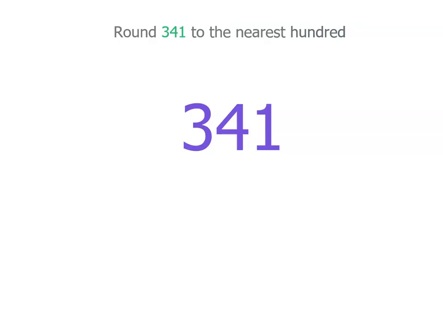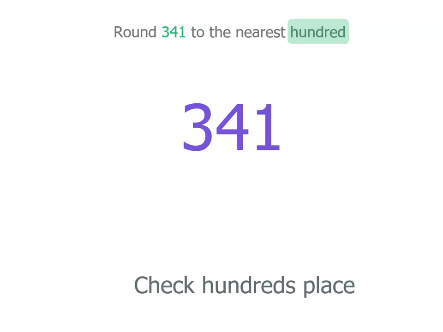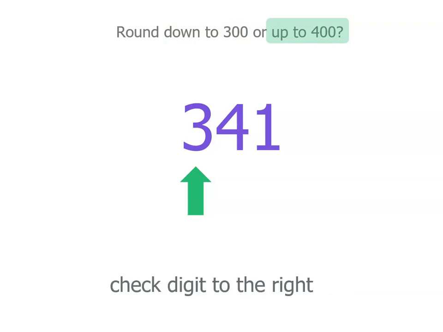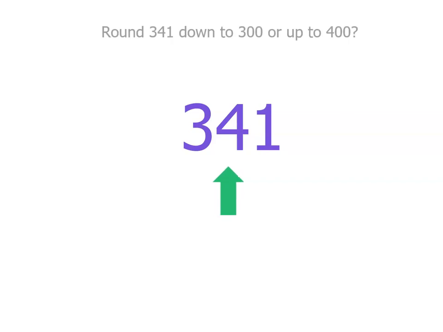Let's do some rounding, and we've got a couple of different things we're going to see. In this example, we've got 341, and we want to round to the nearest hundred. Now, the 100 digit is actually the first digit we've got on the left. So what that means is we go to the hundreds place, and we have a look at that. And that tells us that it's 3. And that means we're going to be either rounding down to 300 or up to the next 100, which is 400. So we always go one digit to the right, and we look at that.